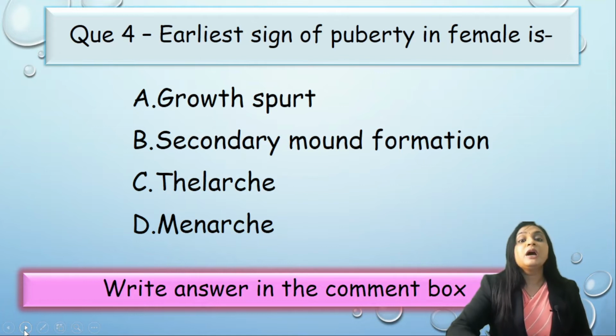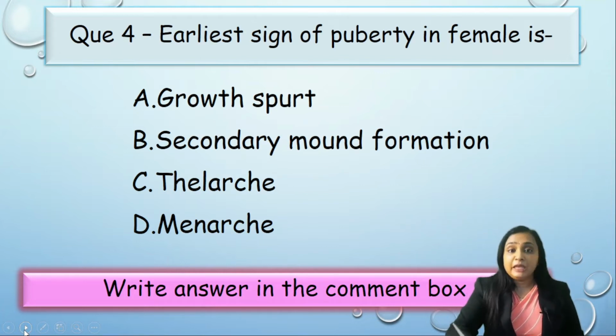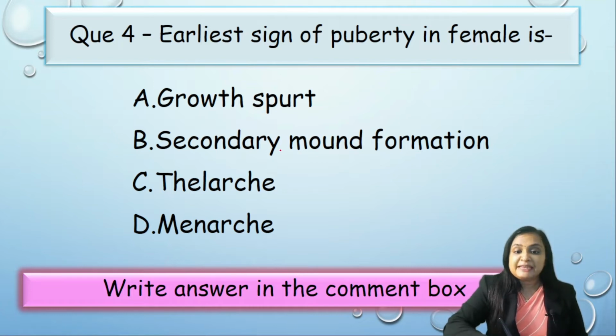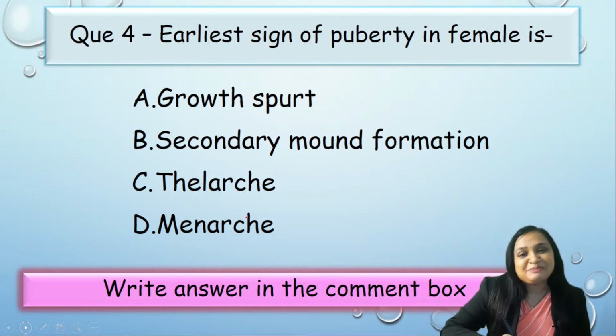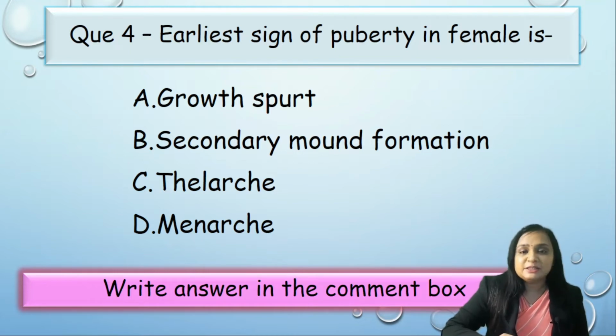Question number 4. Earliest sign of puberty in female is A, growth spurt, B, secondary mound formation, C, thelarche, or D, menarche. I do insist, please write in the comment box the answers as well as the question number, or in a copy, because the upcoming session will be on MCQ keys along with the explanation.